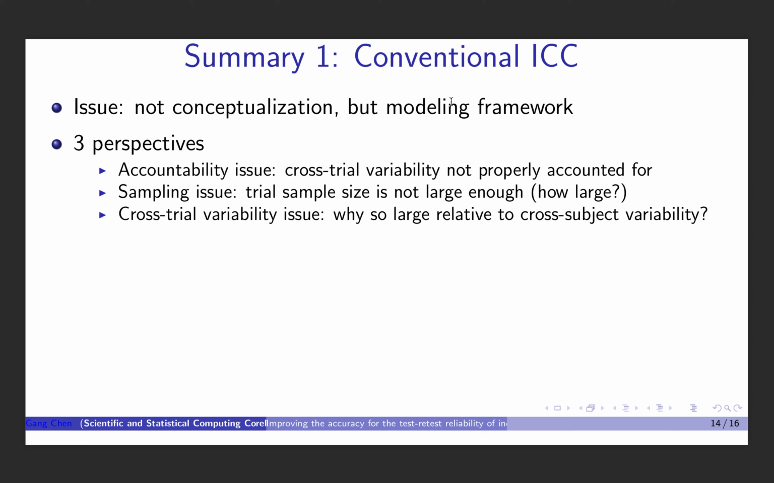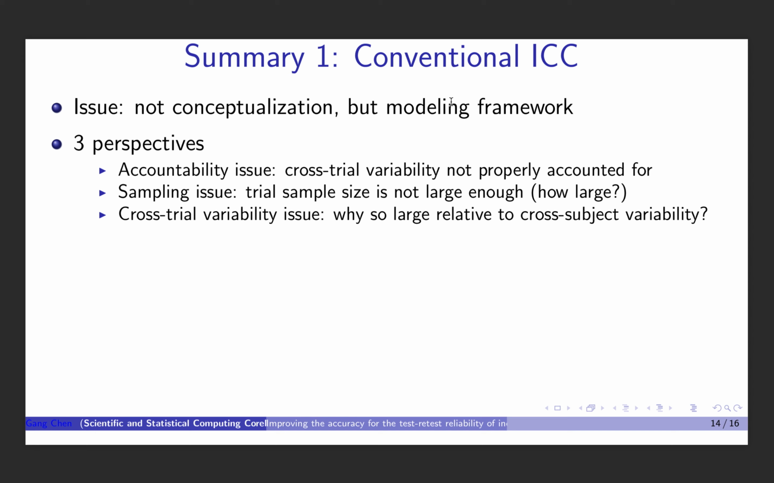The trial level effects are not characterized. So that's one angle to visualize, to conceptualize the problem. The second aspect is the sampling. Based on the probability theory, like a law of large numbers, conceptually, if we have an infinite number of trials, then the traditional framework would work.